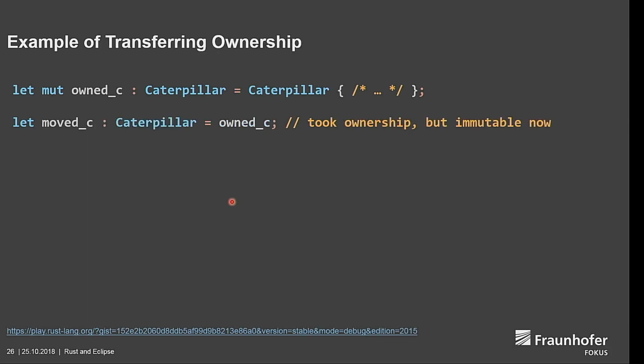All right, so now let's transfer ownership. We have again the owned caterpillar, and we just assign it, so to say, by value. And now the ownership moved into moved_c. And note that we didn't write mut here, so we now own the caterpillar, but we cannot modify it.